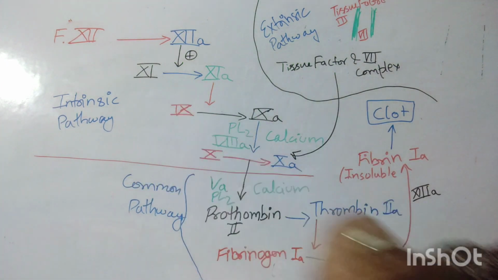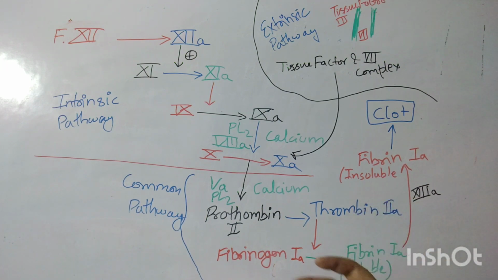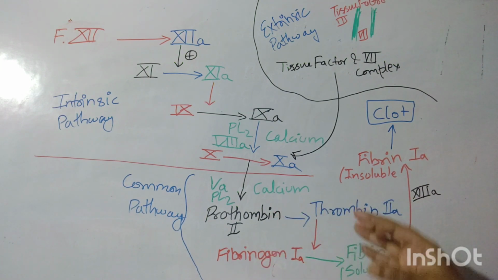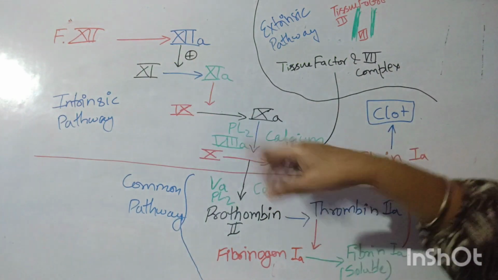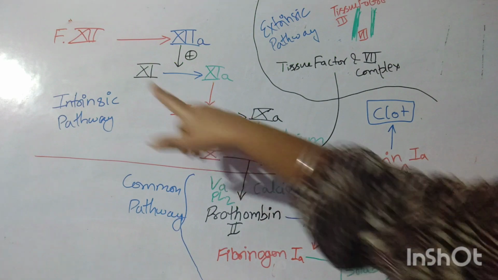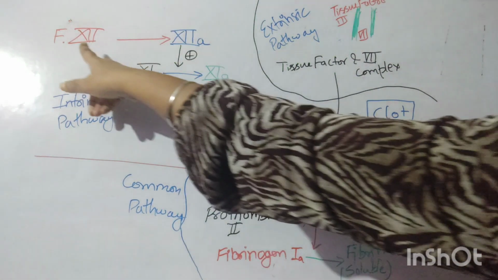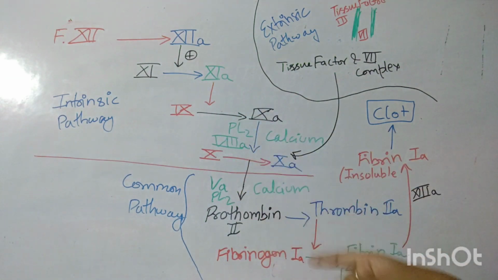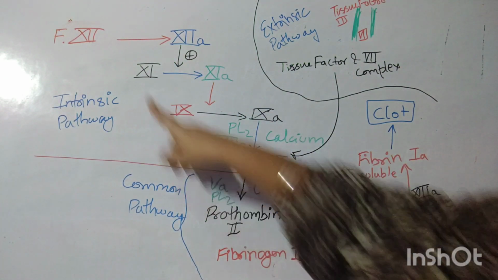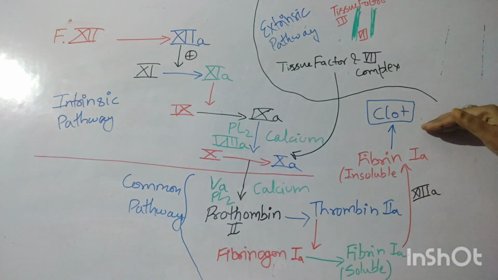Whenever some disorders come, whenever there is a problem in any of these clotting factors, then clotting will not form, clotting will be stopped. So it is very important that all the clotting factors work properly, because each and every clotting factor activates another clotting factor, and thus there is a series of activation of clotting factors to form a clot. In this way clot is formed.